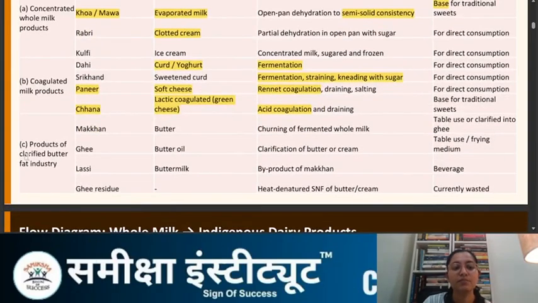Then the clarified butter fat industry. I've told you earlier also that clarification is a process by which the butter is separated. What is butter? It is makhan. Makhan is the butter. Butter oil is ghee, and buttermilk is lassi. You already know that lassi is the buttermilk, ghee is butter oil, and makhan is the butter.